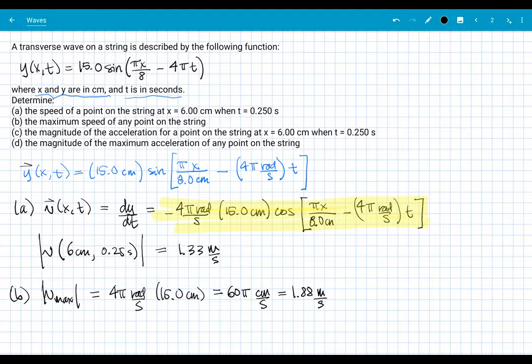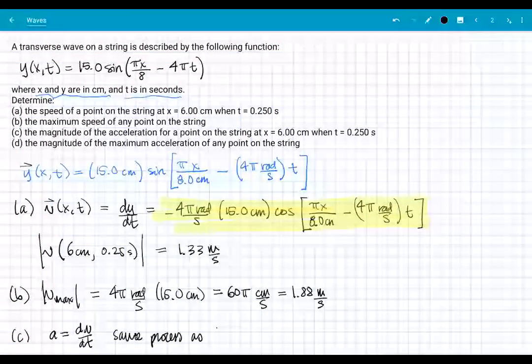So part C asks us for the magnitude of the acceleration at any point on the string. For that part, we would do like we did with the velocity, right? We know that acceleration is equal to dv/dt, and we can solve for that function. And then once we have that function, substitute in the particular point that they're asking us for. So again, they're asking us for 6 centimeters and 0.25 seconds. So you would go through the exact same process as part A.